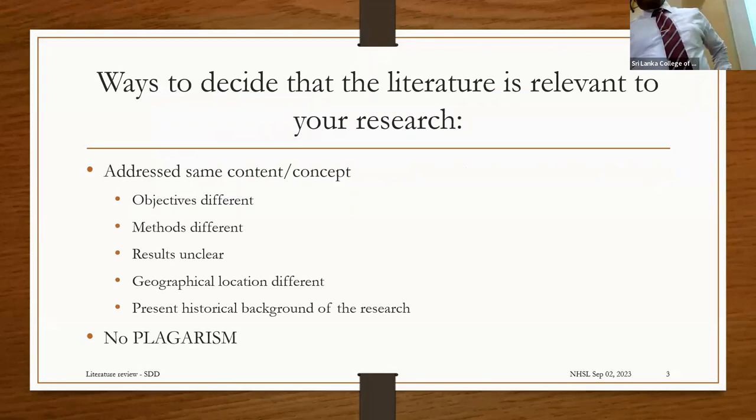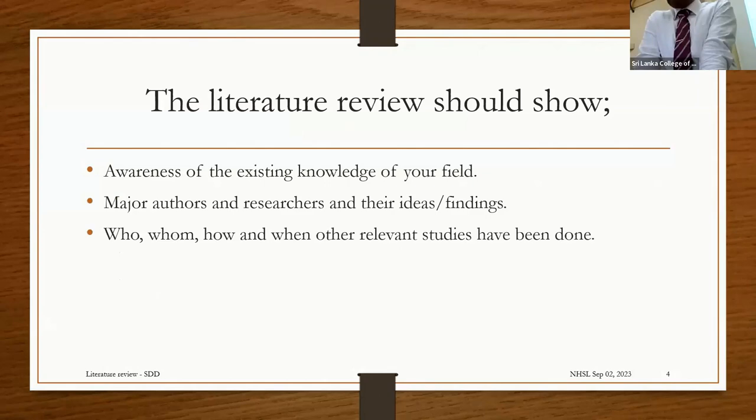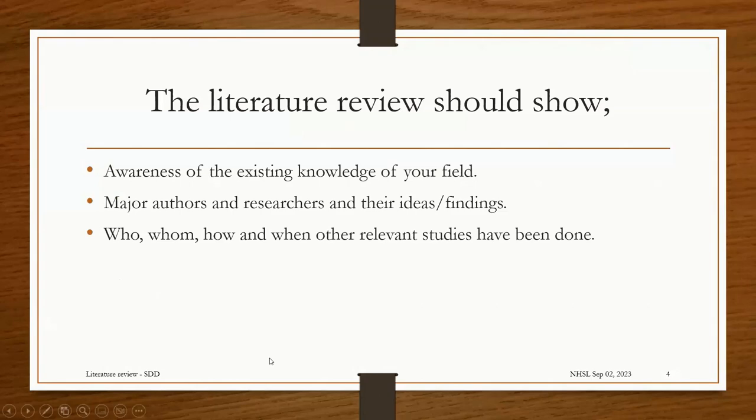Research may address the same content or concept, but the objectives are different, the geographical location is different, and so on. There shouldn't be any plagiarism, and it should show awareness of the existing knowledge of your field, major authors and researchers and their ideas and findings, and who, how and when other relevant studies have been done. So this is your idea of finding out the literature review.